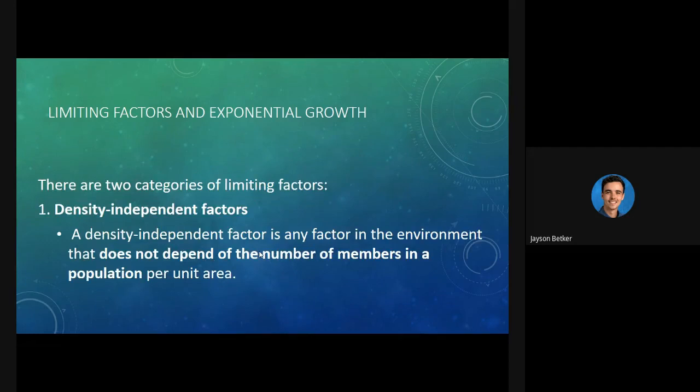There are two categories of limiting factors. The first category is density independent factors. These are factors in an environment that don't depend on the number of members in that population per unit area. So it doesn't matter how densely populated the area is. You can have downtown of a very busy city, or you can have rural Manitoba, where everything's very spread out, and these factors will still affect both populations in the same way.